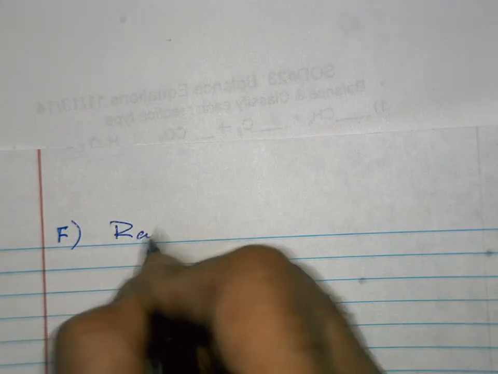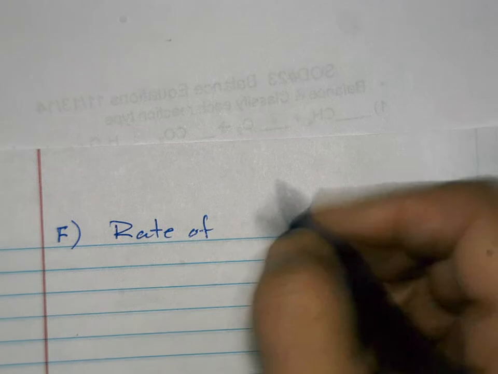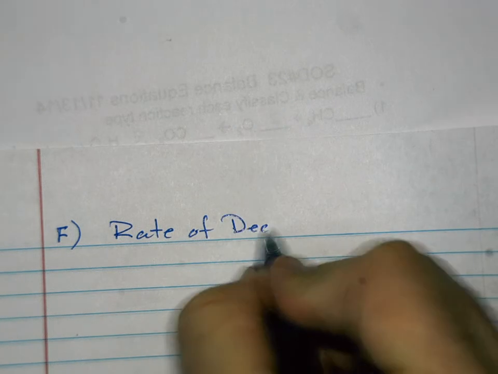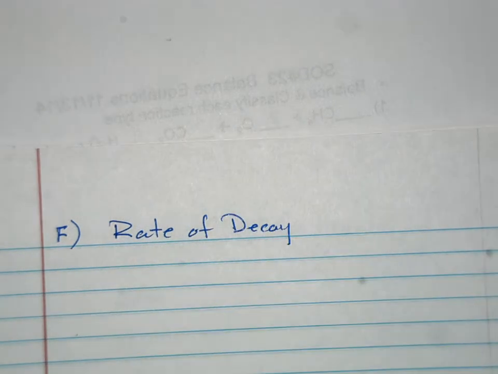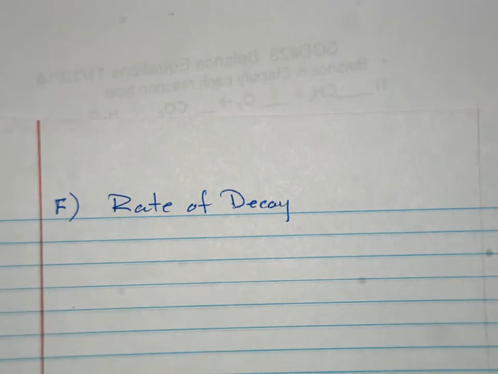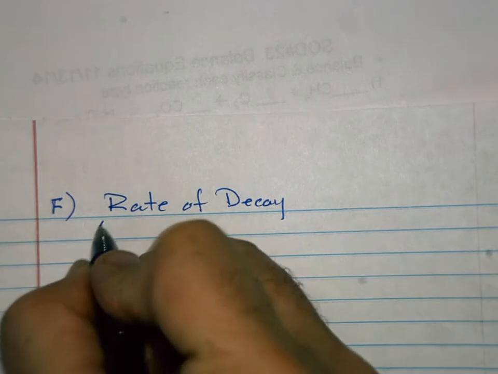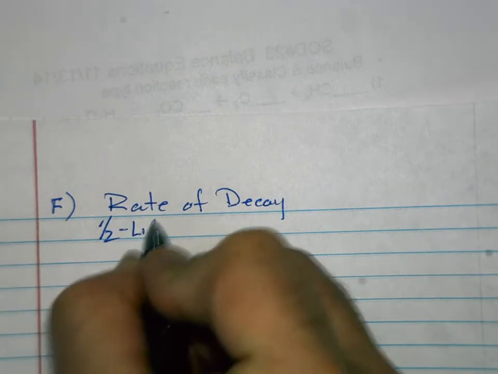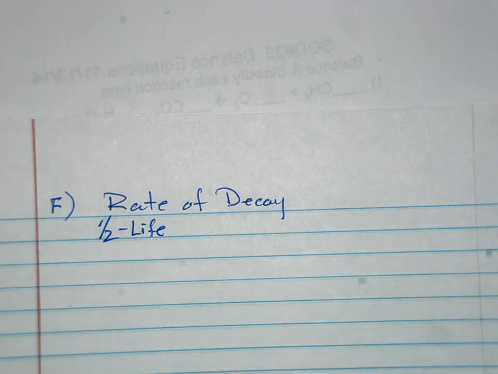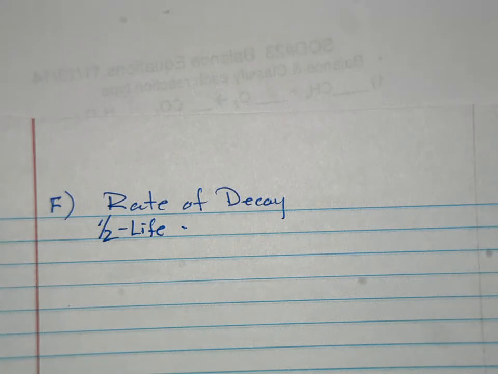Okay, part F, and really the crux of today is the rate of decay. Rate of nuclear decay. That's how fast something is breaking down. And they measure these particles that are radioactive. They use a term called half-life. I mentioned this before in a previous unit. And half-life is the time it takes for half of a radioactive isotope to fission decay into a smaller one.